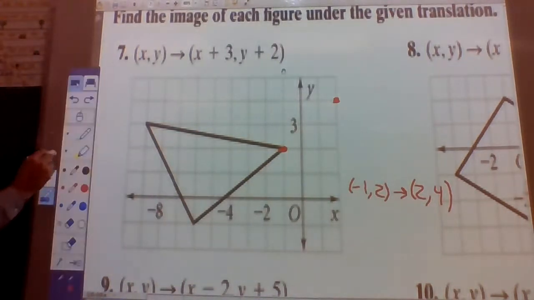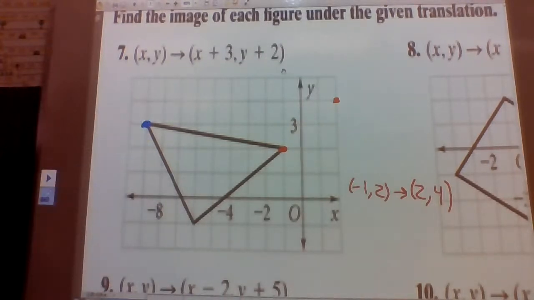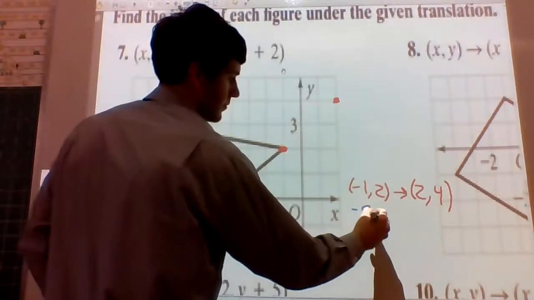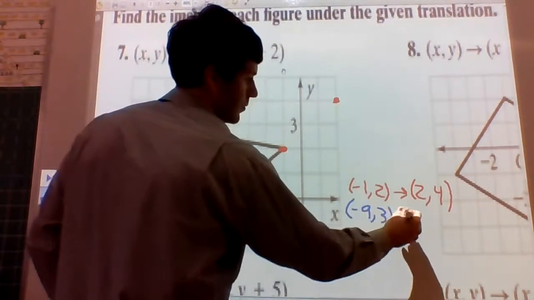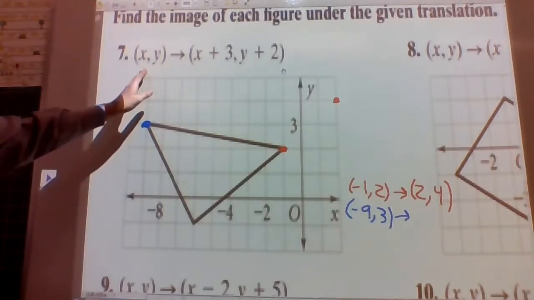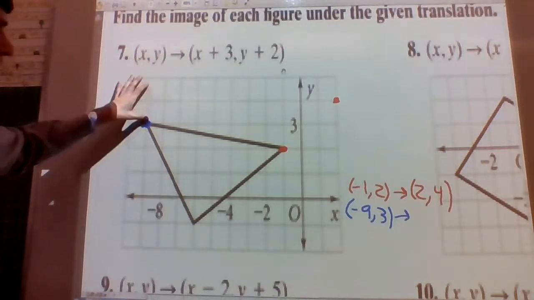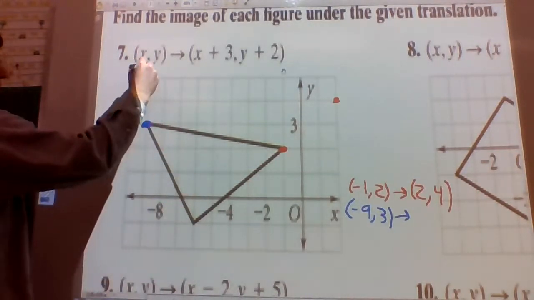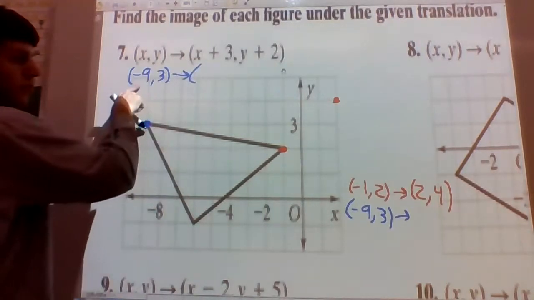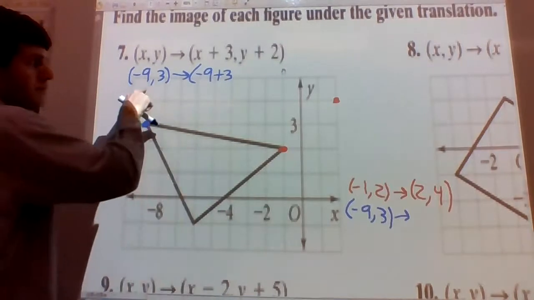Okay. The next point on there, let's look at this one over here. That is -9, 3. Okay. If we use the mapping notation, -9 is our x value. Okay, if you don't fully understand what I'm doing here, go back and look at the translation notes video. But basically what we're doing is we're putting in, we'll just do it here. So -9, 3, this then becomes -9 plus 3.